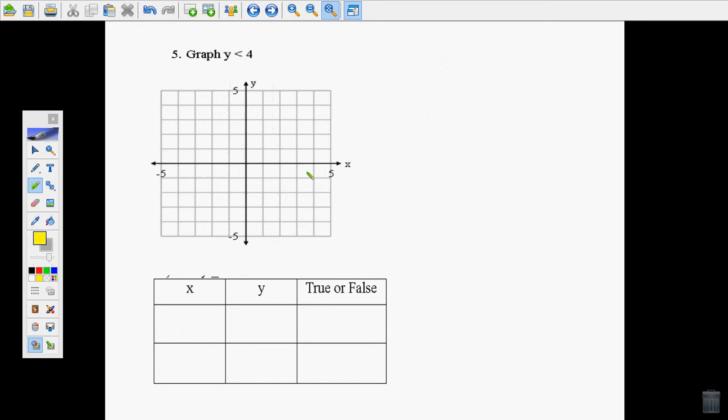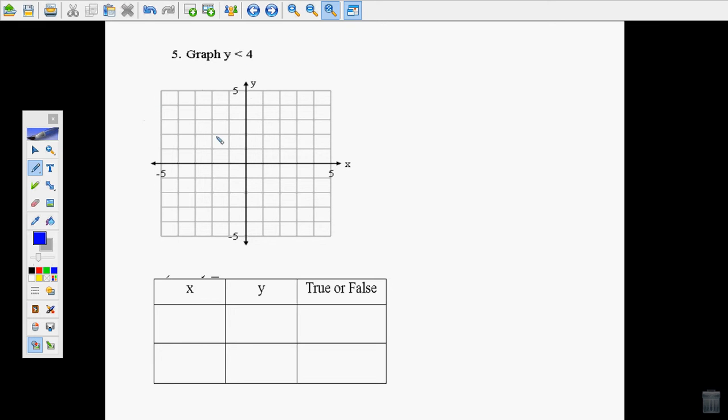Okay, number 5, we want to graph y is less than 4. Now notice this one only has one variable in it instead of 2, but we've still got a graph down here that's a coordinate grid, so we're still going to graph it the same way that we've done the rest of them. We're going to draw a line on here for y is less than 4. So what would that line y is less than 4 look like? Would it be vertical or horizontal? Would it go up and down or side to side?